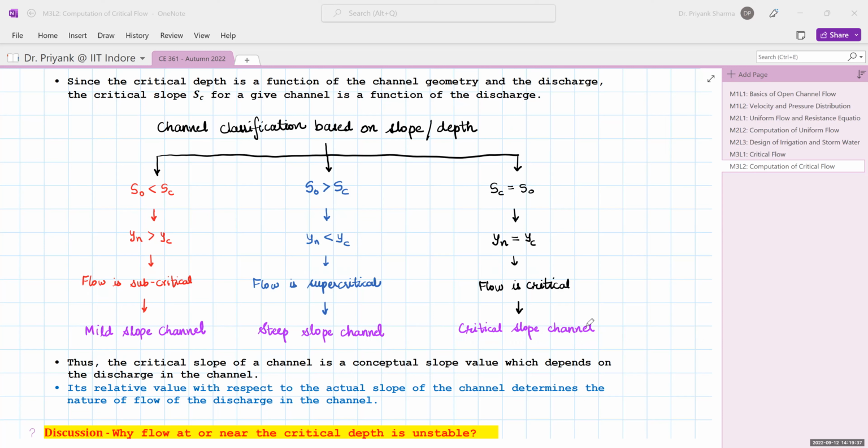So thus the critical slope of a channel is a conceptual slope which depends on the discharge. It is a conceptual slope which helps us to determine the nature of flow. Okay, it will give you an idea of what the flow characteristic is, whether it is a subcritical flow or a supercritical flow and all.